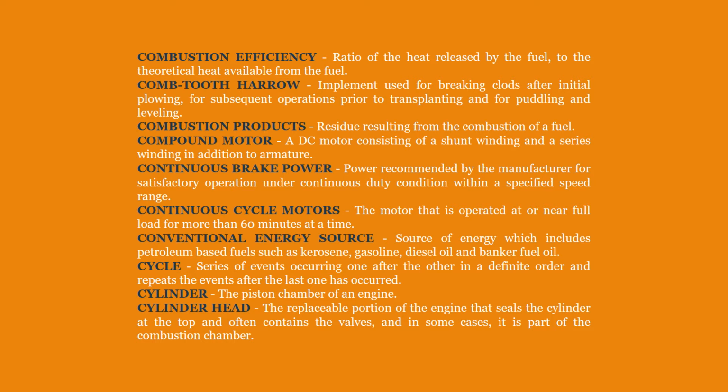Compound motor: a DC motor consisting of a shunt winding and a series winding in addition to the armature. Continuous brake power: power recommended by the manufacturer for satisfactory operation under continuous duty condition within a specified speed range.